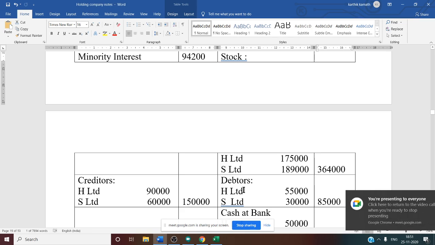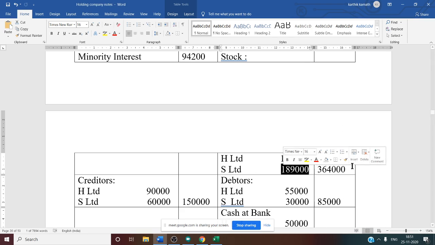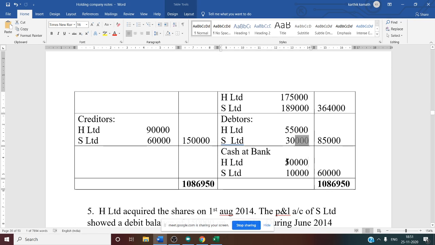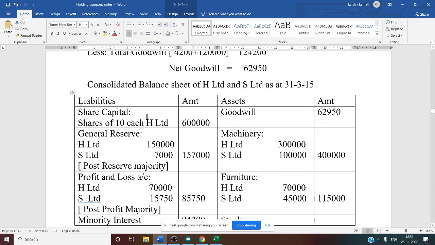Yes. So now if you see stock, H Limited 1 lakh 75,000, S Limited 1 lakh 89,000. So total stock 3 lakh 64,000. Then debtors 55 plus 30, 85,000 combined. Cash at bank also combined, 50 plus 10, that is 60,000. Now asset side information is over. Now let us see liability side information.